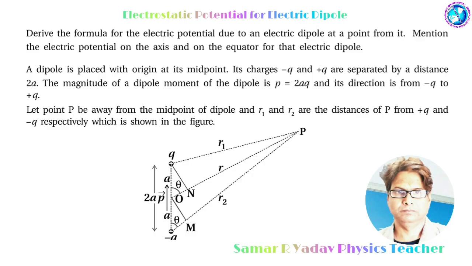A dipole is placed with the origin at its midpoint. Its charges minus q and plus q are separated by a distance 2a. The magnitude of the dipole moment of the dipole is p = 2aq, and its direction is from minus q to plus q. Let point P be at a distance r away from the midpoint of the dipole, and r1 and r2 are the distances of P from plus q and minus q respectively, which is shown in the figure. You can see in the figure.